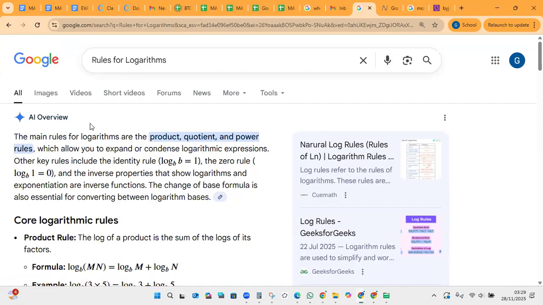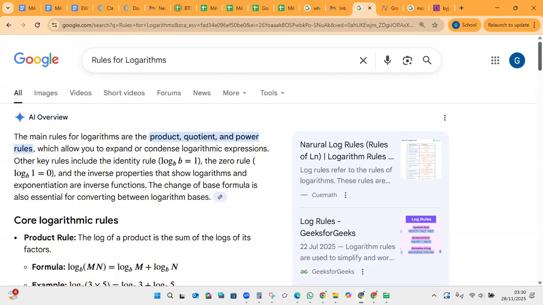So the topic of logarithms, it says here the main rules for logarithms are the product, quotient, and power rules, which allow you to expand or condense logarithmic expressions. Other key rules include the identity rule, the zero rule, and the inverse properties that show logarithm and exponentiation are inverse functions. So the inverse of exponentiation is logarithm, and we want to find the inverse of that exponent in order for us to solve for t. T is part of the exponent.